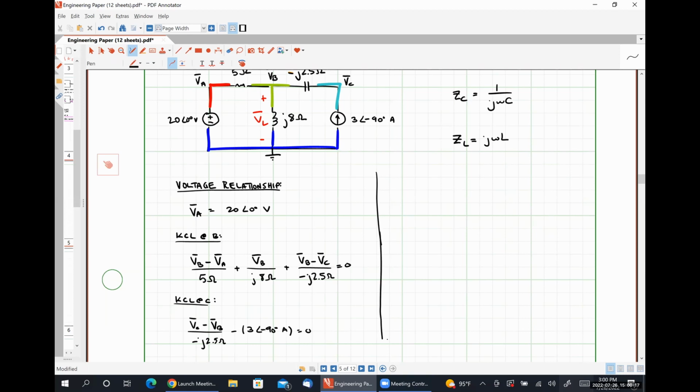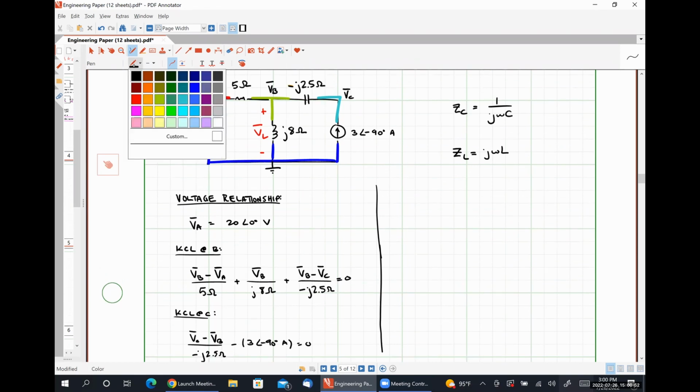on the right-hand side here, I'm going to do what I called modified nodal analysis, okay? And what I mean by modified nodal analysis is we're just making some simple observations here. The first observation is that VA is just 20 angle 0 degrees because of where we chose our reference node. Another observation is that the current that's flowing through our capacitor is 3 angle negative 90 degrees amps. So I'm going to write a KCL equation at node B, and that's it.